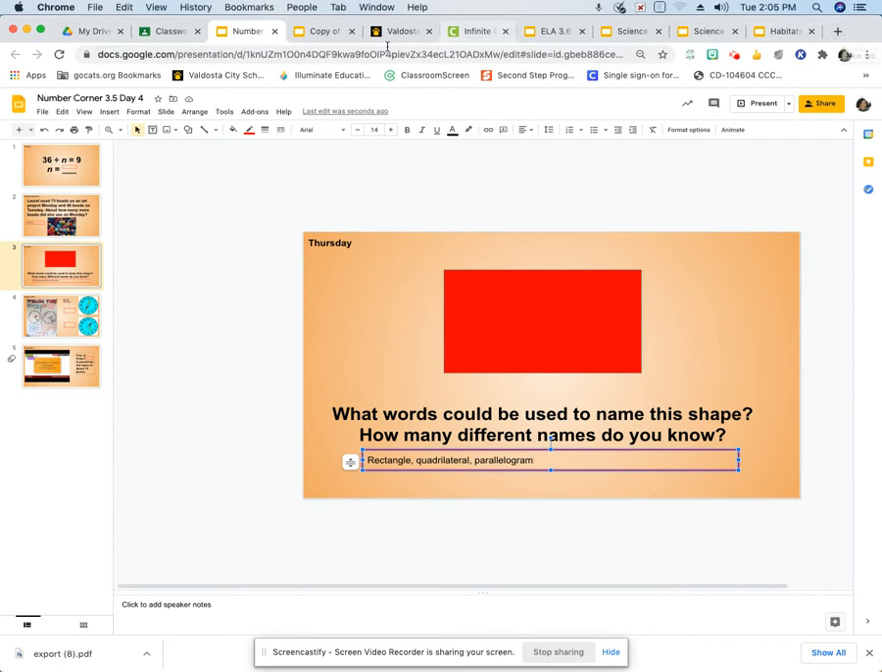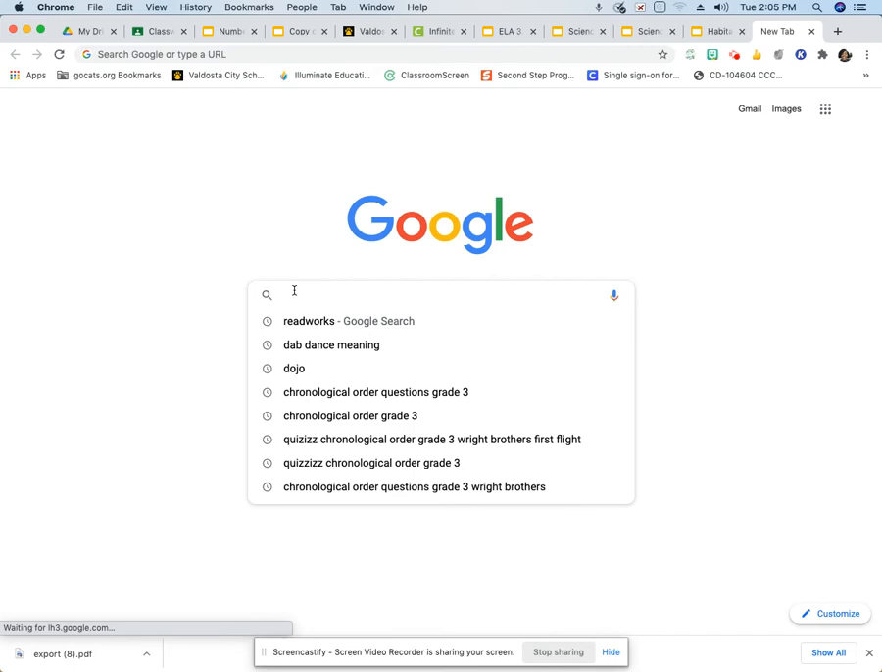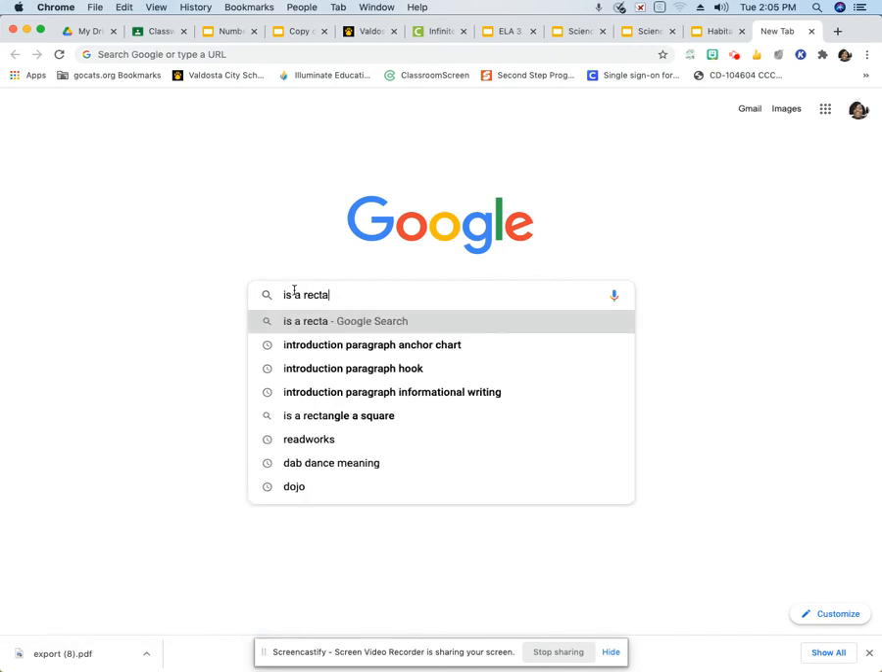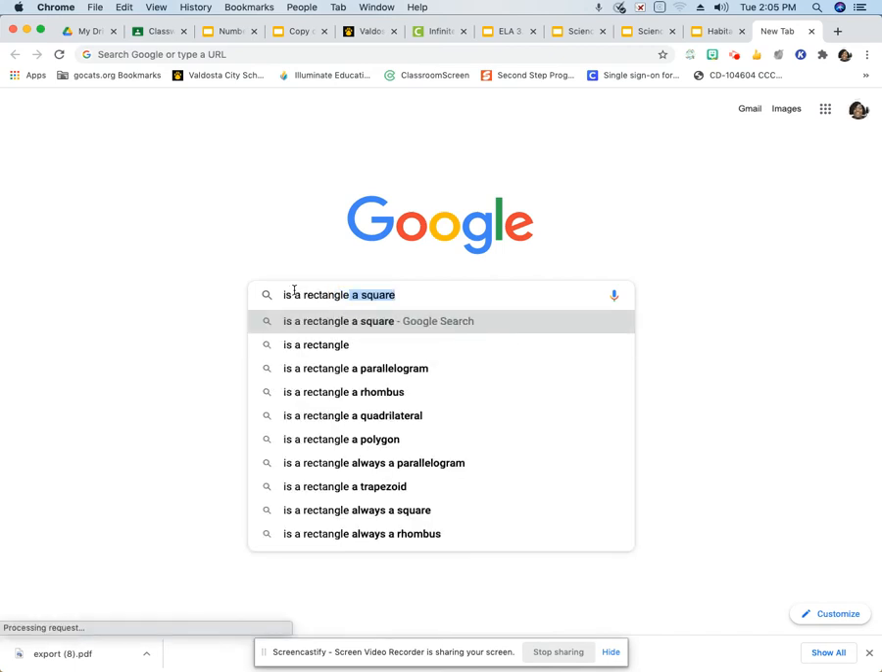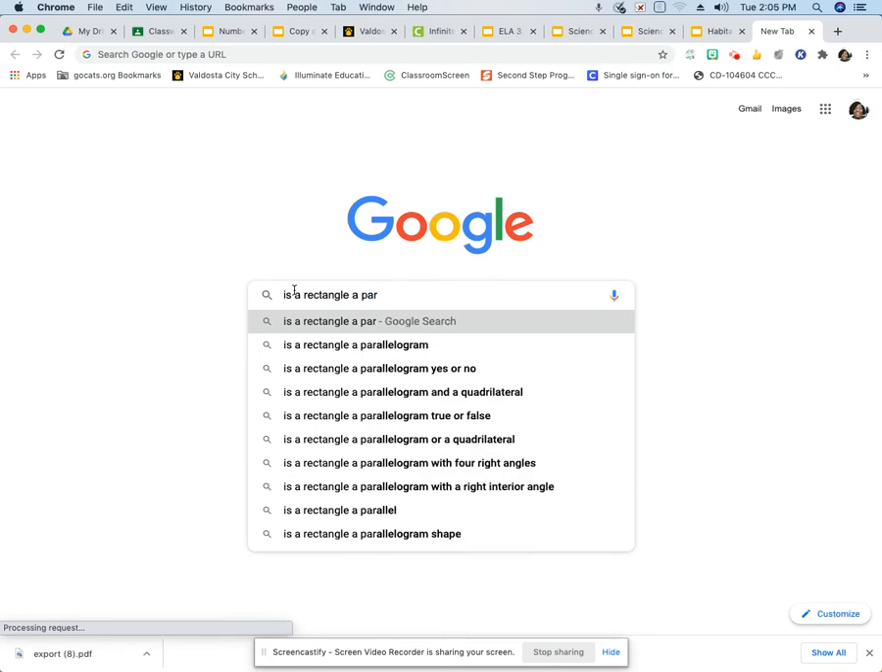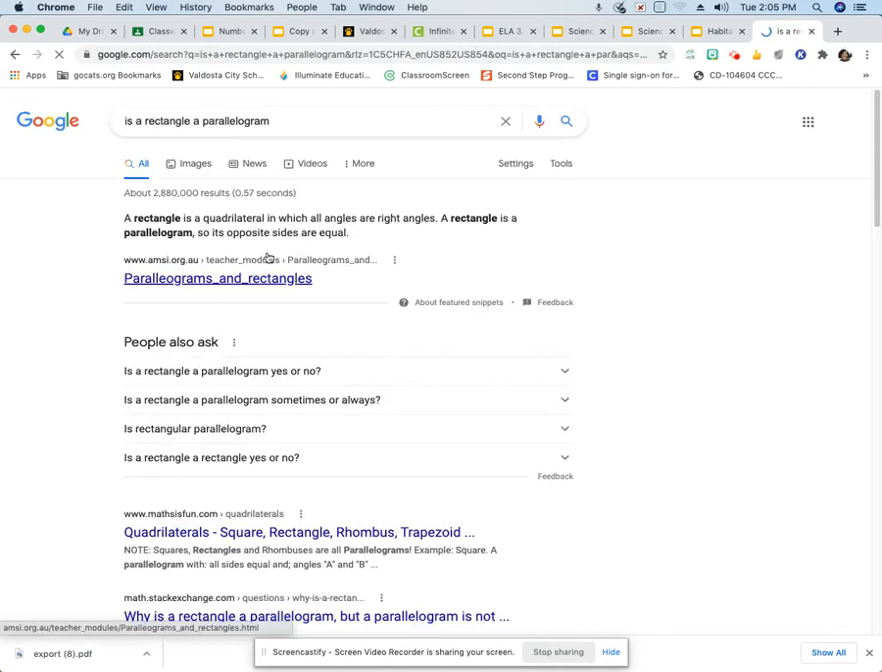Okay, and I'm going to come over here and I'm going to show you. Let me Google this. Okay, is a rectangle a parallelogram? A rectangle is a quadrilateral in which all angles are right angles. A rectangle is a parallelogram, so its opposite sides are equal. So yes, because it has 2 sets of parallel lines.